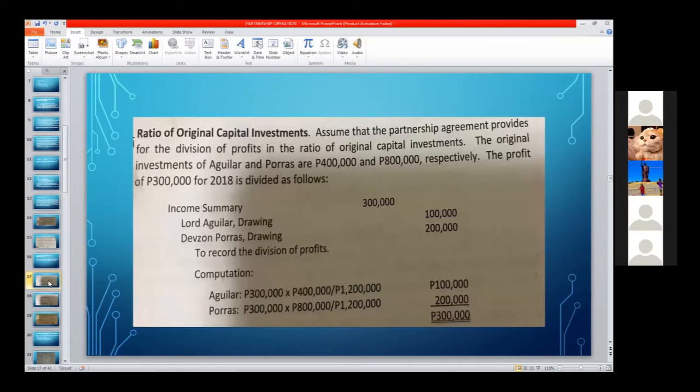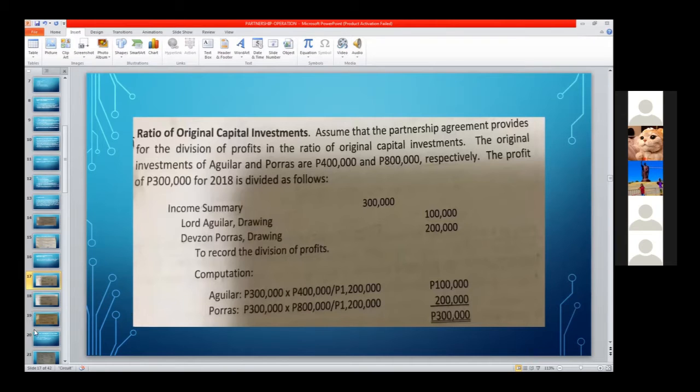So ratio of original capital investment. So ito, apat siya under nung based on partners capital contribution. Ito yung ratio of original capital investment, ratio of capital balances at the beginning of the year, and yung ratio naman sa capital balances at the end of the year, and lastly yung ratio of average capital balances. So dito muna tayo sa original capital investment.